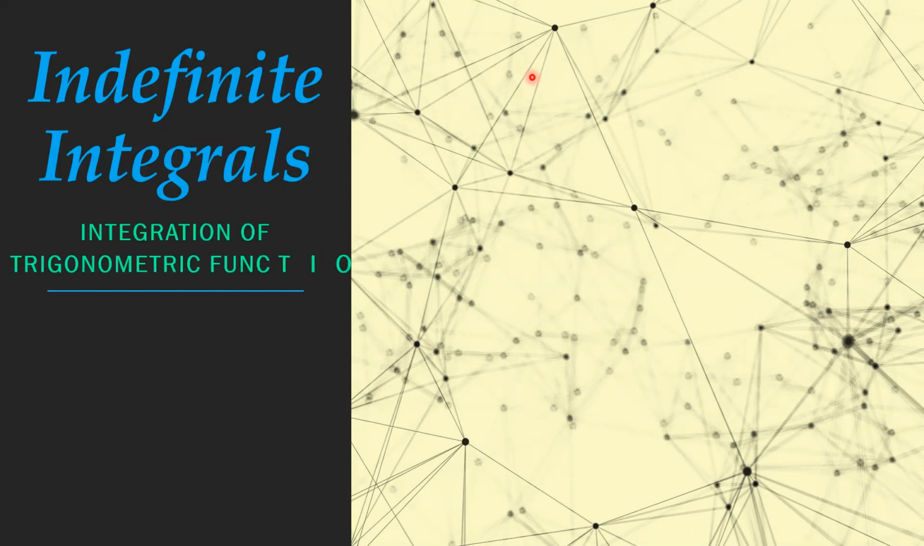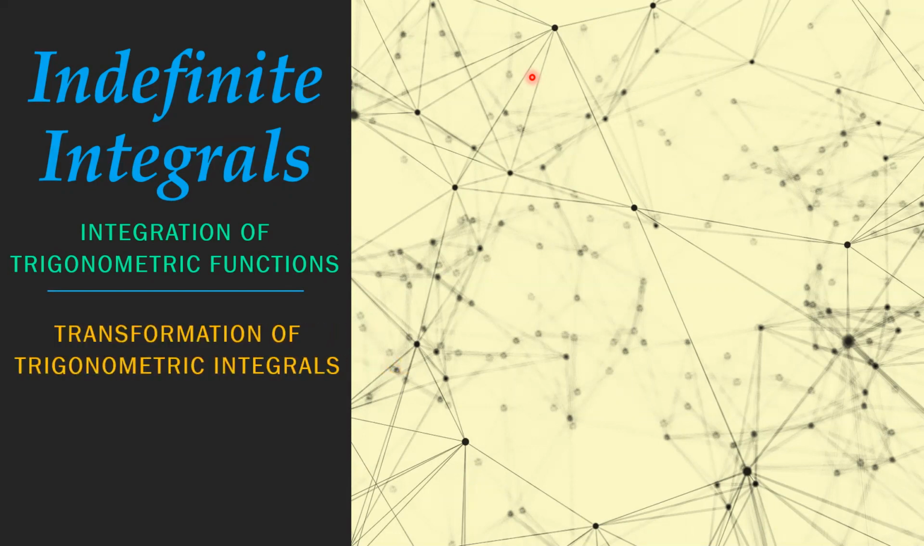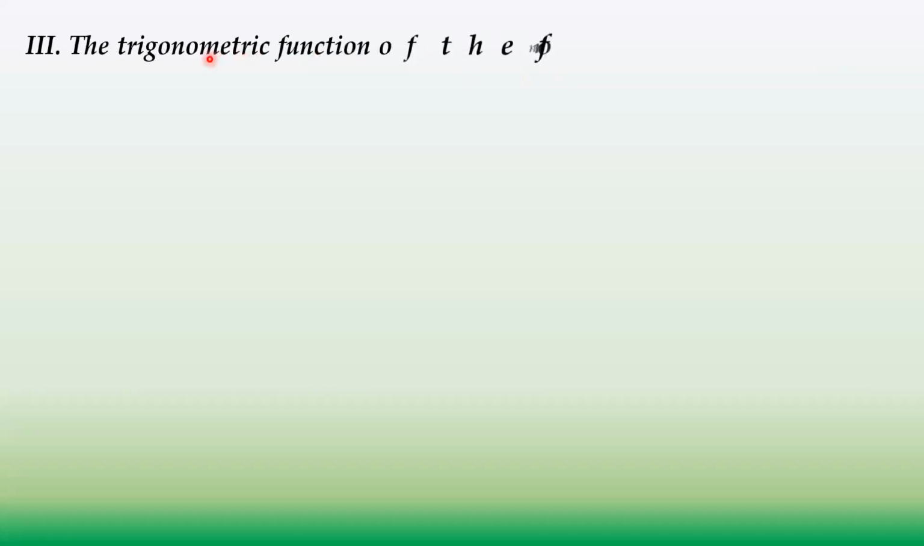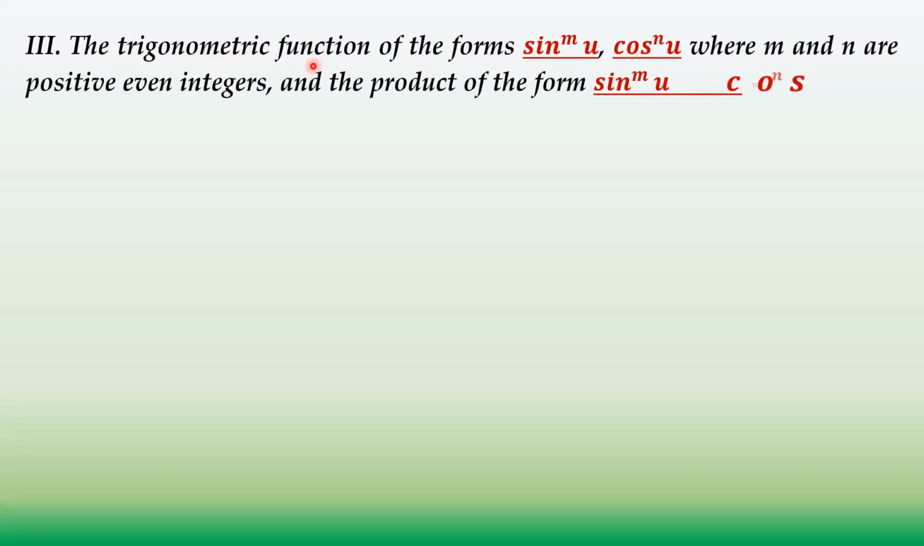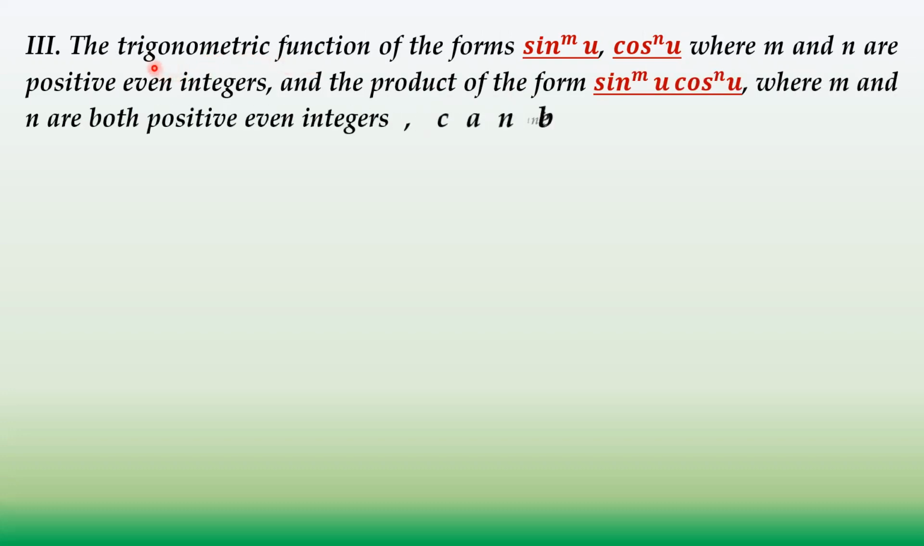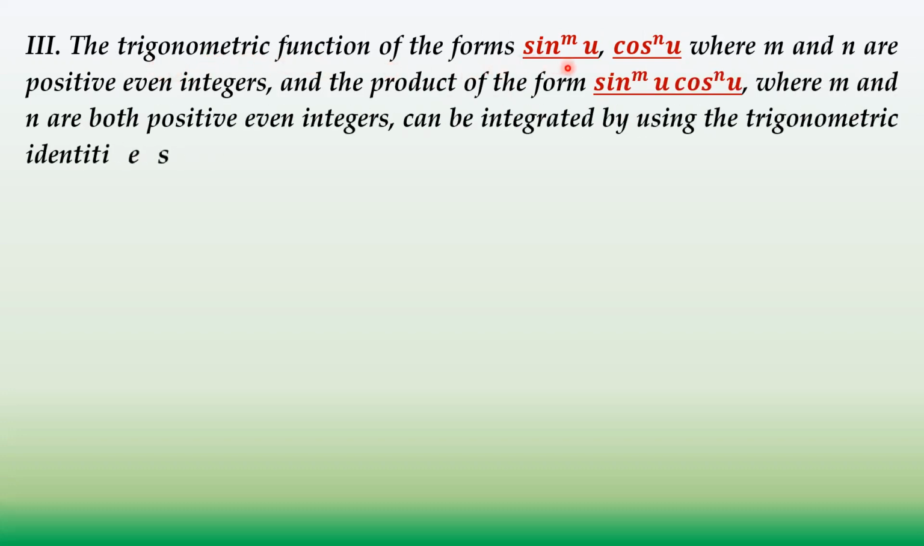So we have the integration of trigonometric functions. This is the third case of the transformation of trigonometric integrals. For case number 3, we have here trigonometric functions of the forms sine raised to m, cosine raised to n, where m and n are positive even integers.